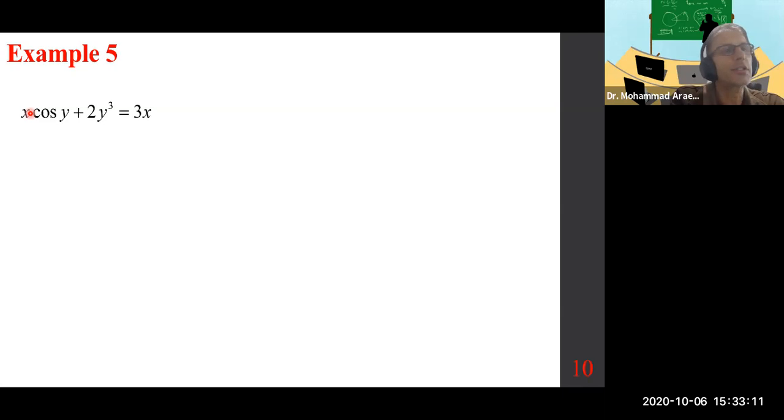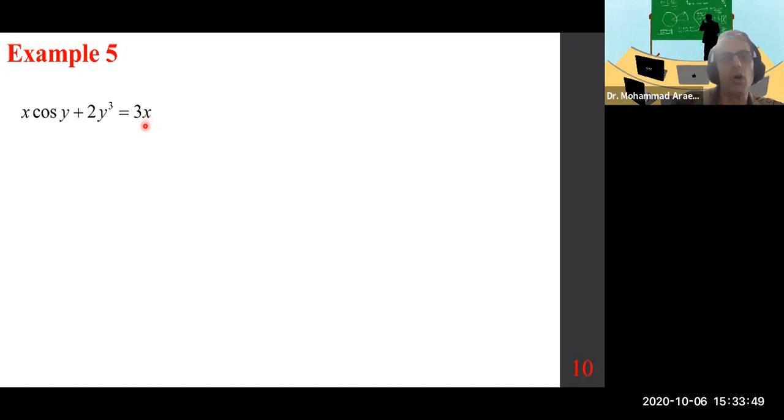The derivative of x is 1. So 1 times cosine y. What is the derivative of cosine? Negative sine. Same argument, negative sine y, by the chain rule times y prime, by the product rule times x. 2y cubed gives us 6y squared y prime, 3x gives us 3.